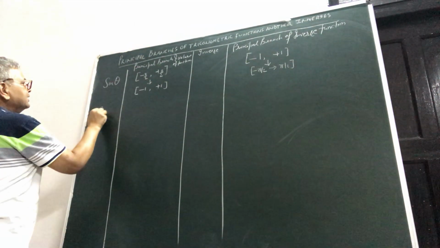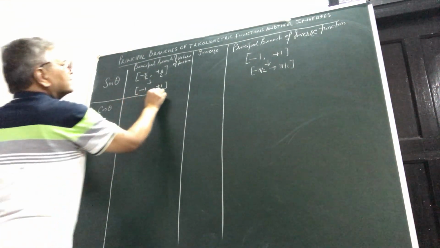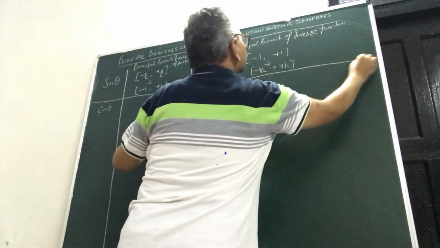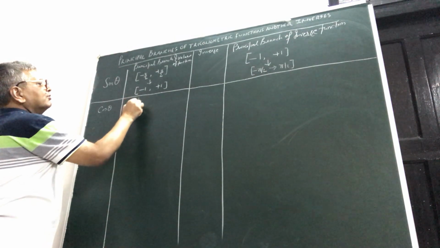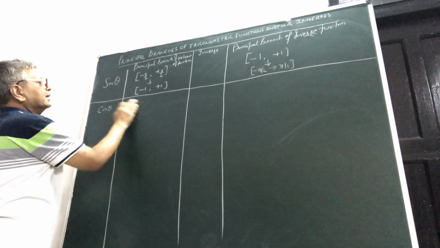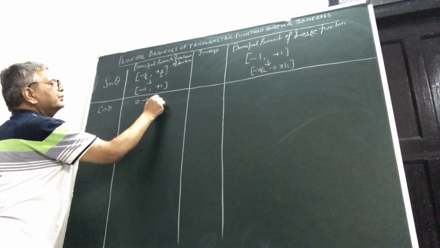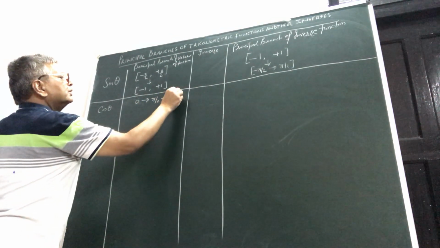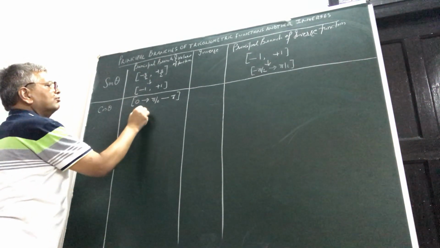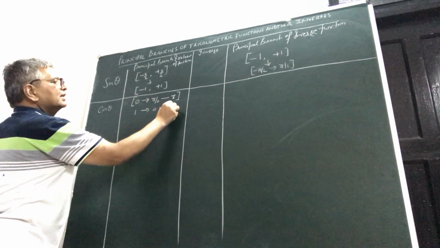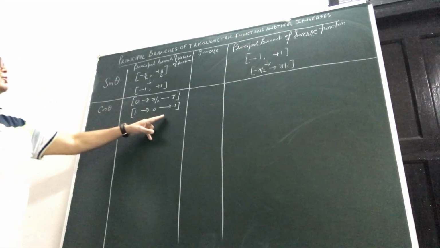Then for cos theta, so this was about sine theta. For cos theta, again the principal branch will be what? 0 to pi, all closed. And therein the values will change how? At 0 it will be 1, 1 to 0, and then further it will diminish to minus 1. This aspect also needs to be looked at.